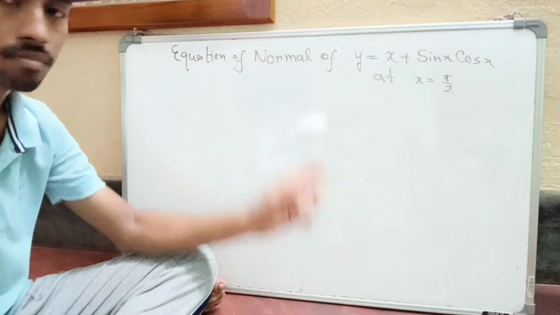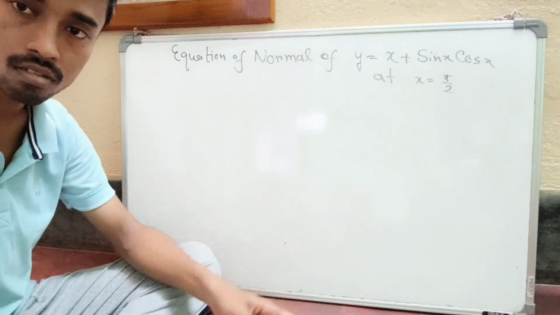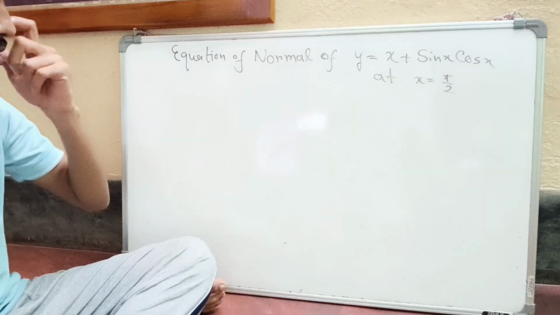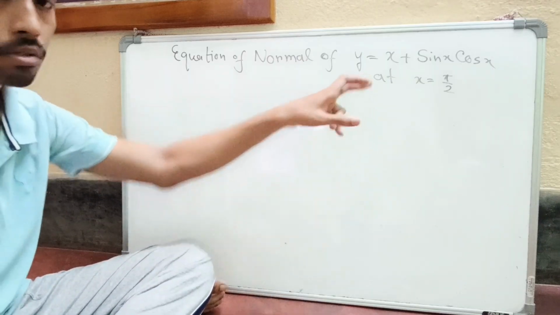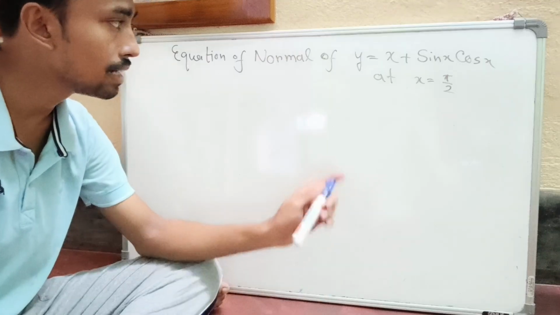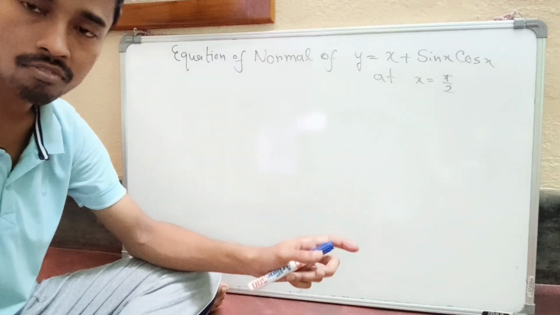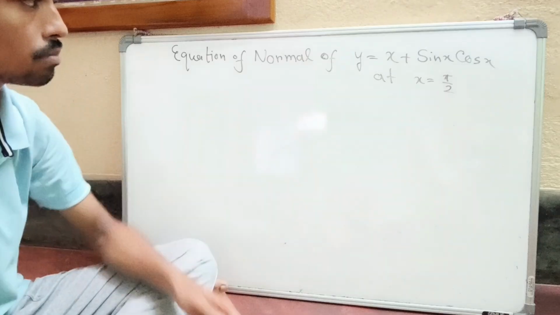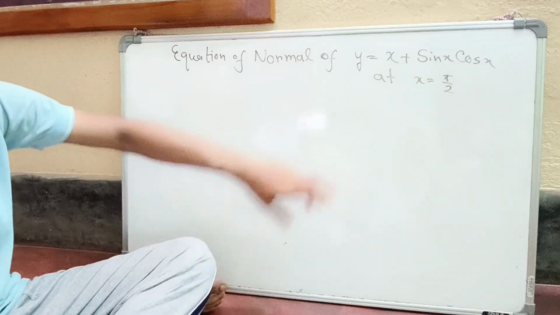Today we have a problem from the West Bengal semester 3 class 12 examination, from tangent and normal. Find the equation of the normal of y equals x plus sin x cos x at the point x equals pi by 2. So you have to find the normal of this curve at x equals pi by 2.